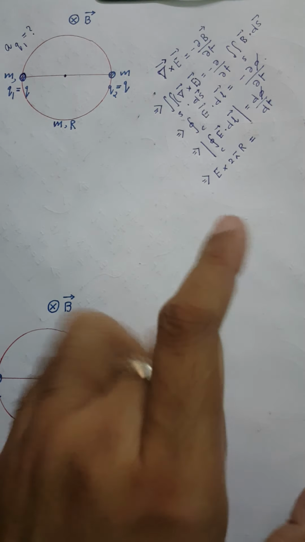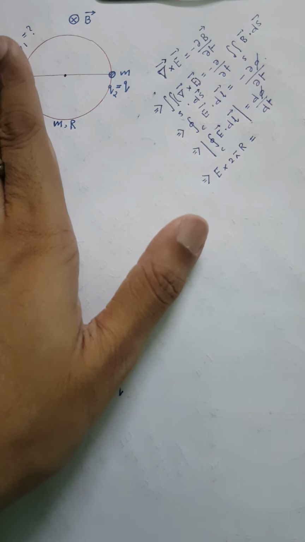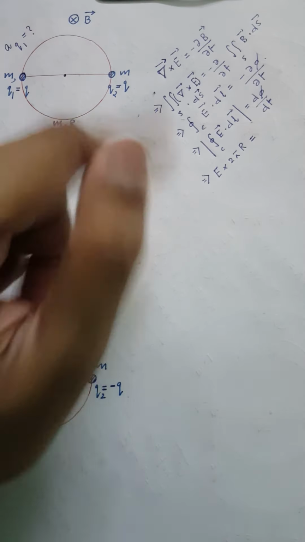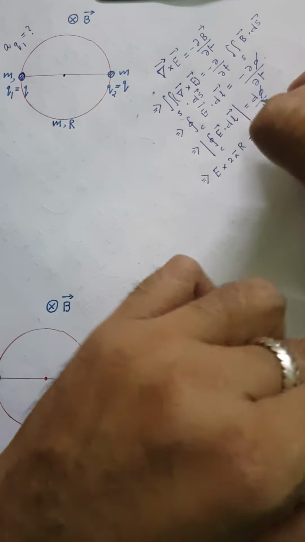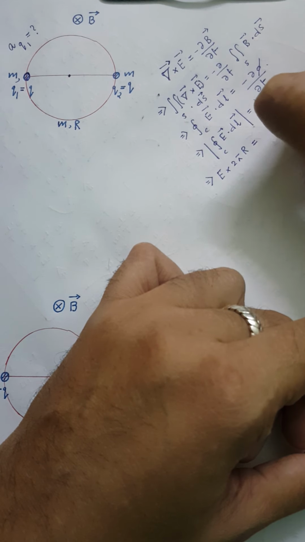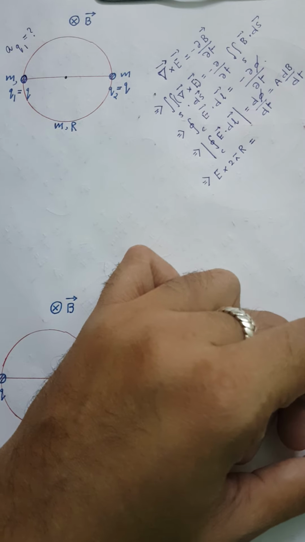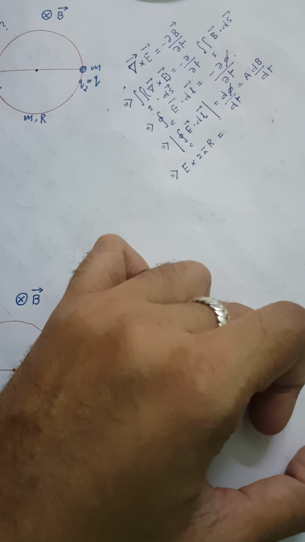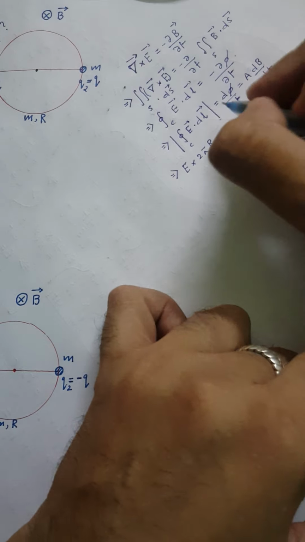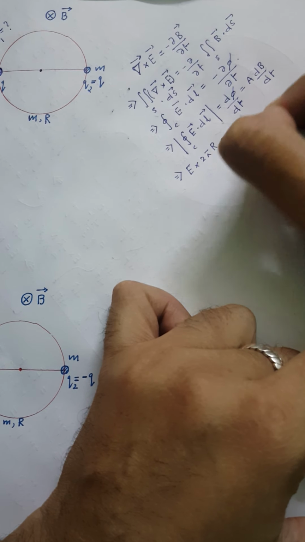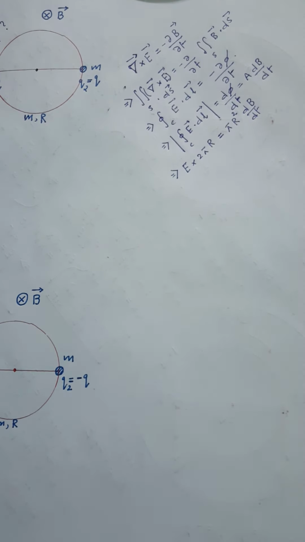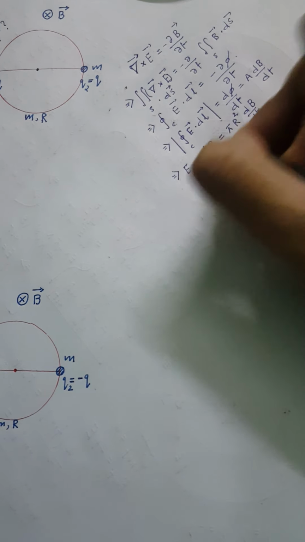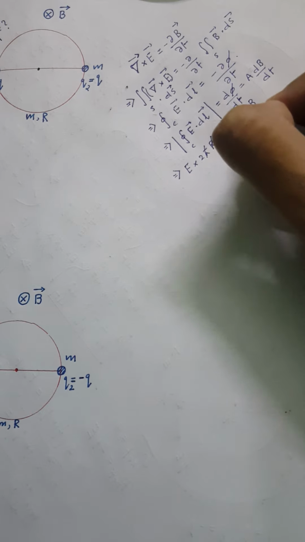What is d phi dt? Please understand. What is phi? Magnetic flux is B into A. Now who is changing? B is changing, A is fixed, area of the disk is fixed. So I can write this one, A dB dt. And what is A? A is nothing but pi r square. So this is pi r square dB dt, you cancel off pi, cancel off 1 r.